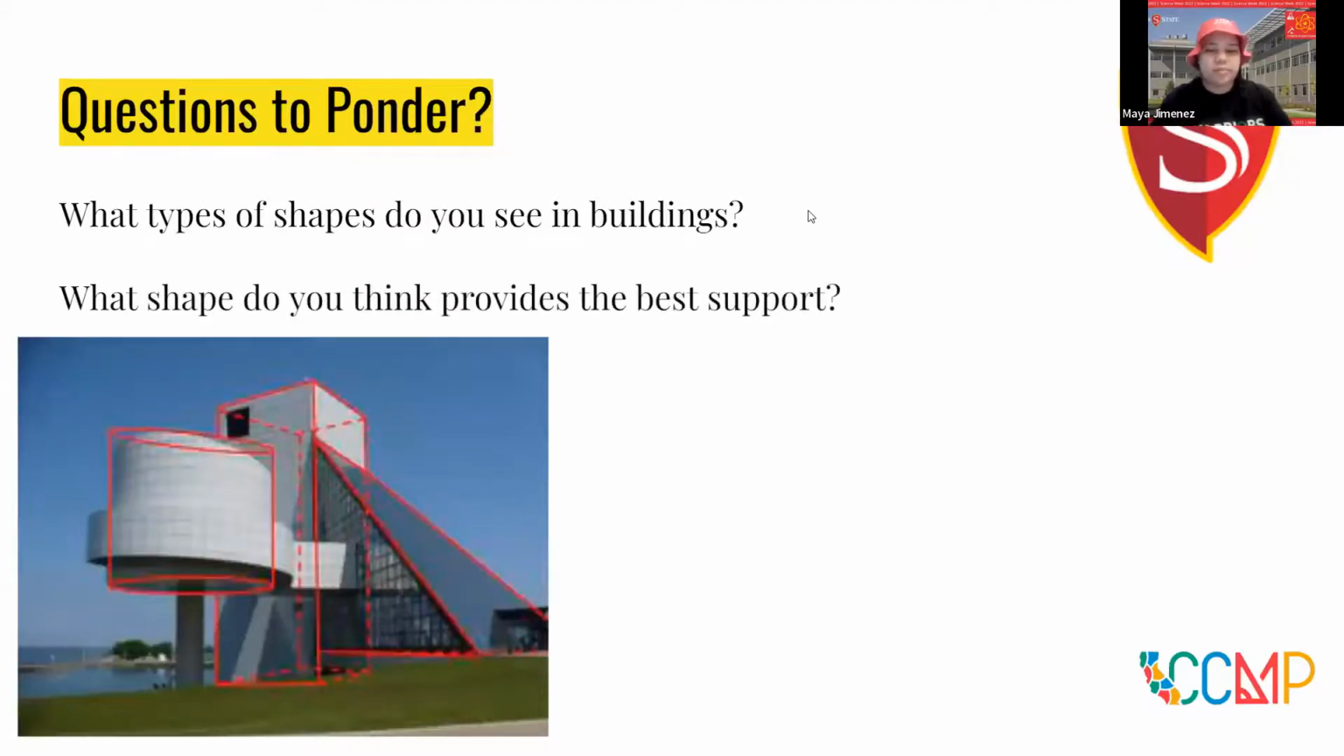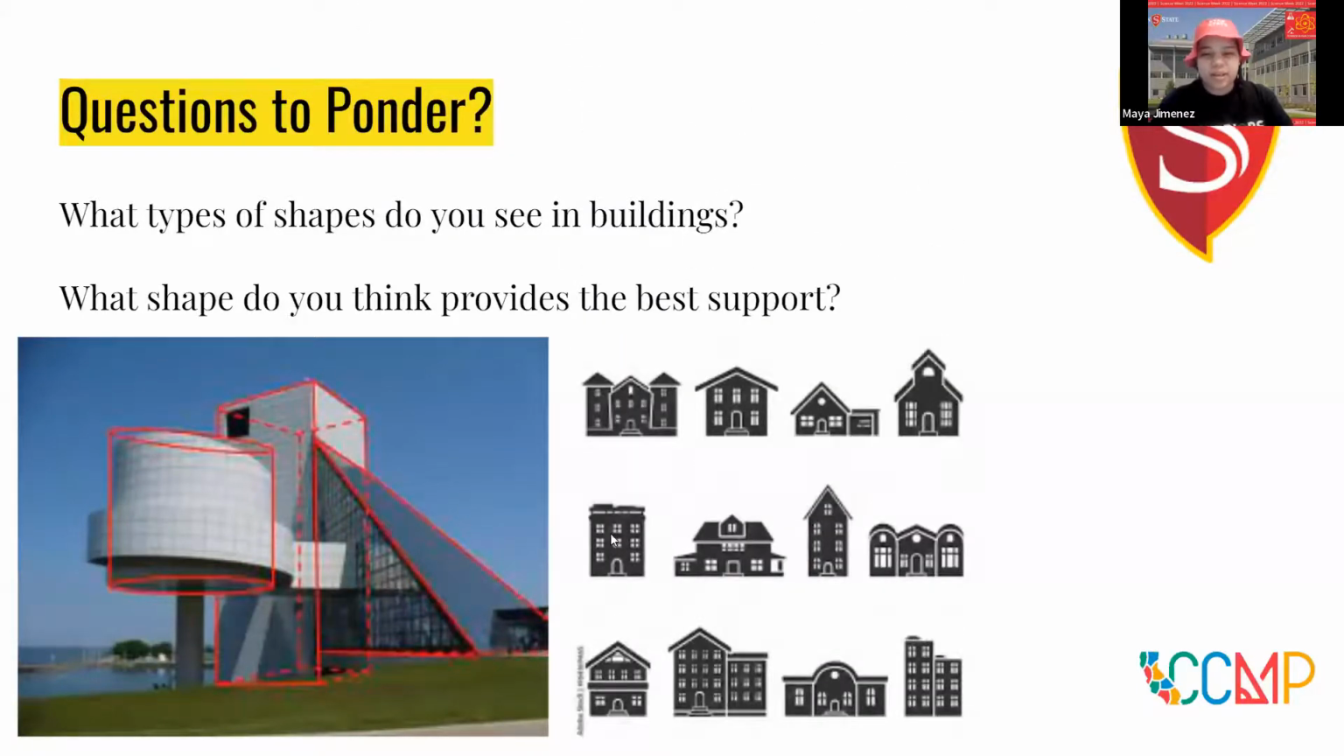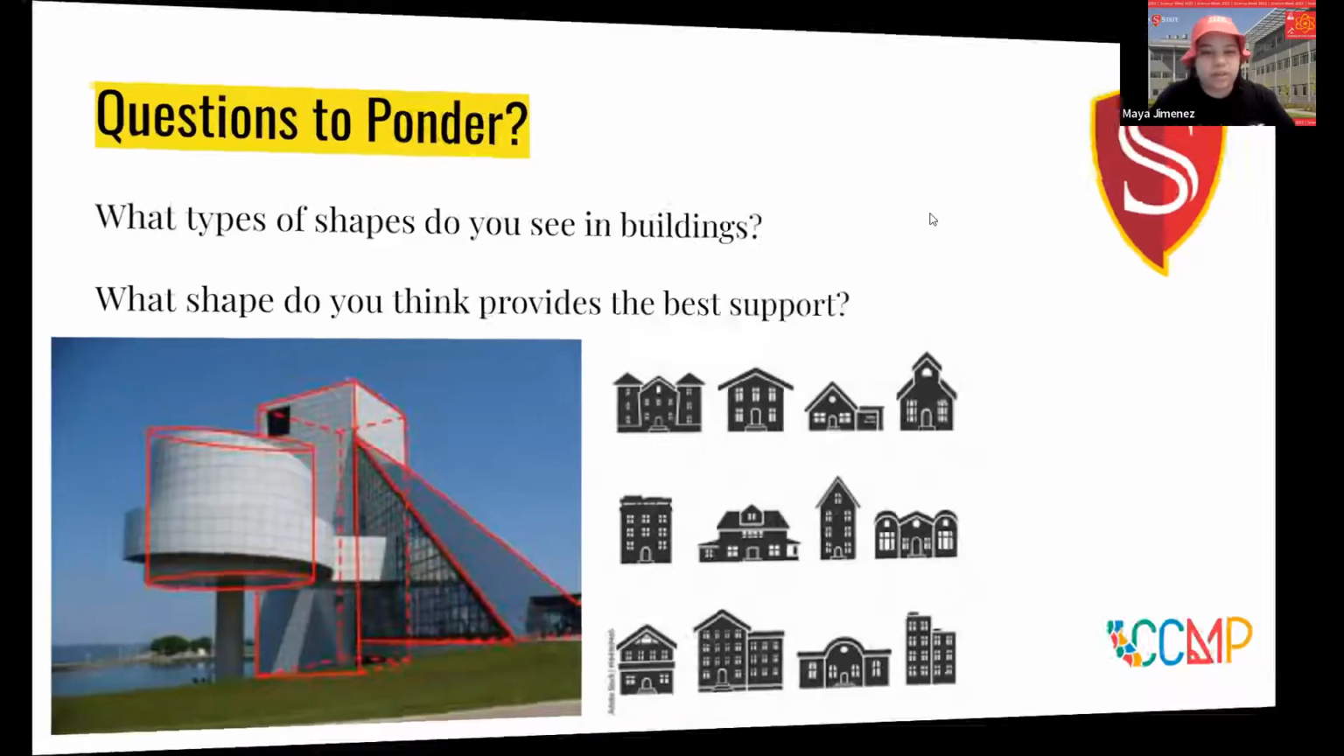So here is a picture with some. You see a lot of different shapes. When you're thinking of buildings, technically they're 3D, but a cube has squares. And then what types of shapes do you think provide the best support for buildings in general? Triangles, lots of triangles. So again, we see a lot of different pyramids. We see a lot of different types of shapes in houses, in schools, in buildings, and it really varies depending on what you're going for.